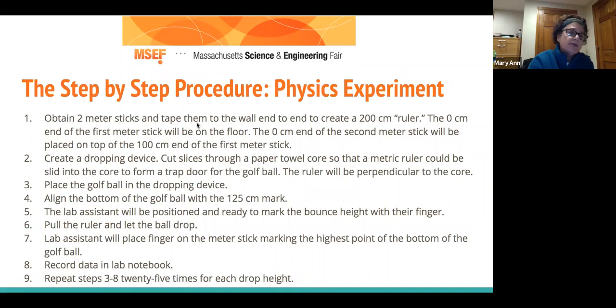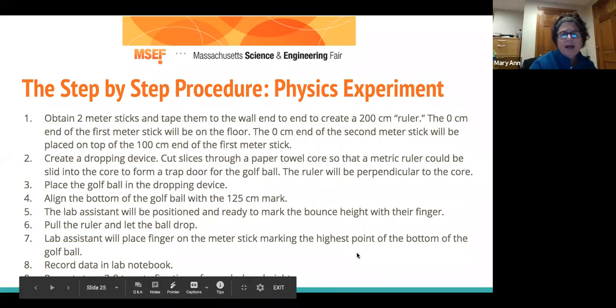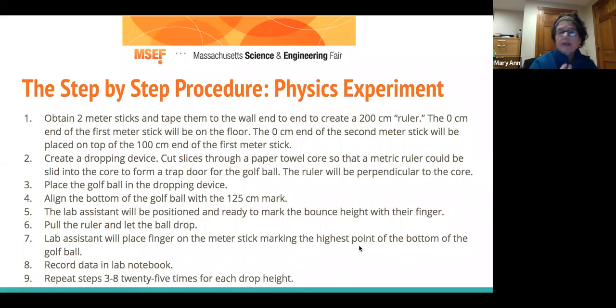Literally, I just wrote this in as much detail as possible so that anybody can repeat this. Make sense? And notice this one repeats steps 3 to 8, 25 times for each drop height. So 20, 25 times. This one does not have a lot of setup. It doesn't require a lot of time. The kid drops and it bounces, drops.